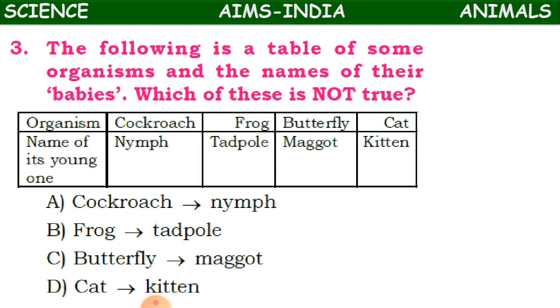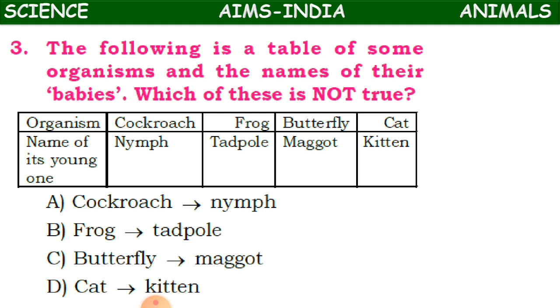We'll go to the third question. The following is a table of some organisms and the names of their babies. Which of these is not true? Here we have the name of the organism and the names of the babies. We have to identify which one does not match, that is, which is not true.